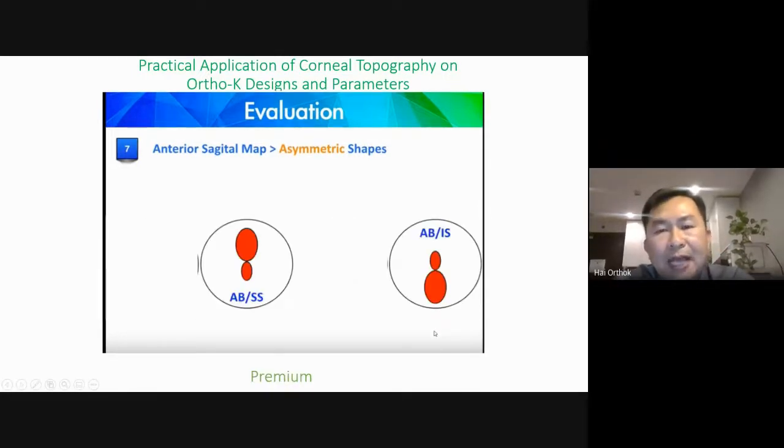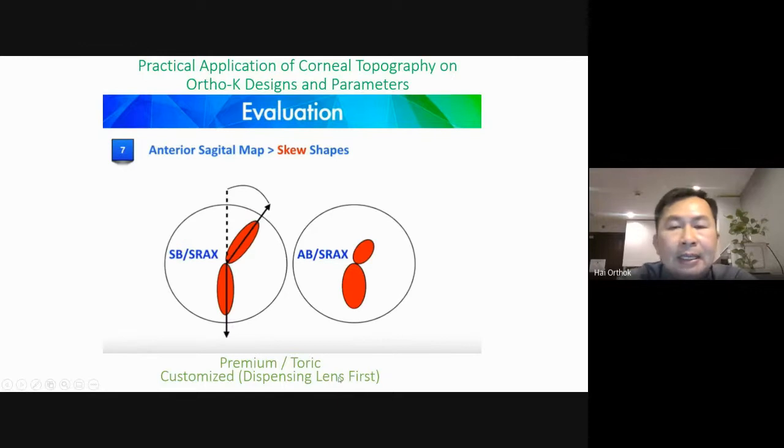Similarly, if you have an asymmetric shape of the toricity, which is an asymmetric bow tie superior steep and an asymmetric bow tie inferior steep, you definitely need a premium lens in order to center this cornea. And more complicated, if you see a symmetric bow tie skew or an asymmetric bow tie skew, this picture right here, you might need the premium lens or the toric lens to center the eye.